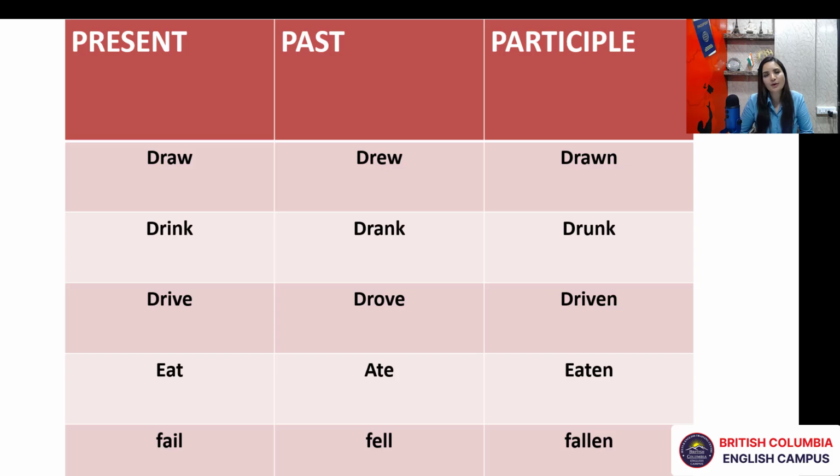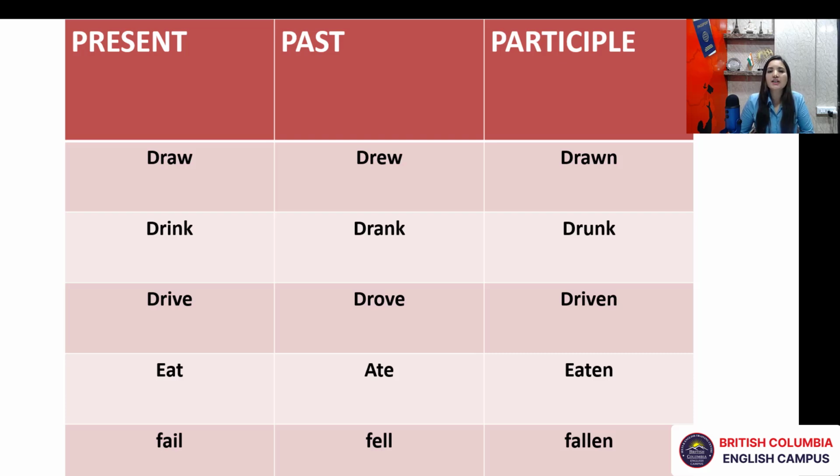And the past form of this verb is drove. I drove to work yesterday. I repeat, I drove to work yesterday. And the participle form of this verb is driven. It's driven. I was driven to work yesterday. I repeat, I was driven to work yesterday.